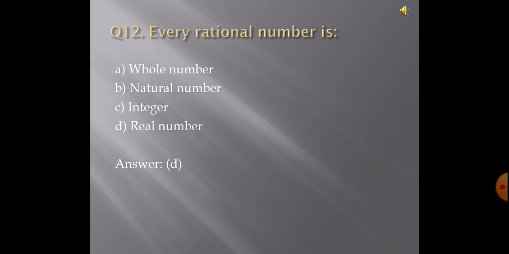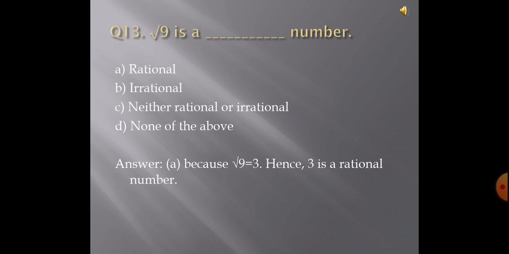Now question number 12. Every rational number is. This is also a very easy question. Question number 13. Root 9 is a dash number. So in this question also I have added the explanation for you. If you are not able to do this question, then see that explanation. If you are able to do this question, don't cheat yourself, just check your answer whether it is correct or not.